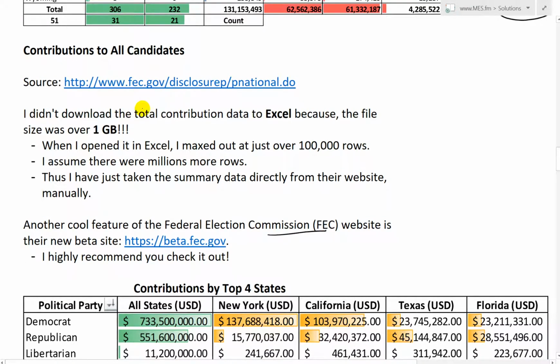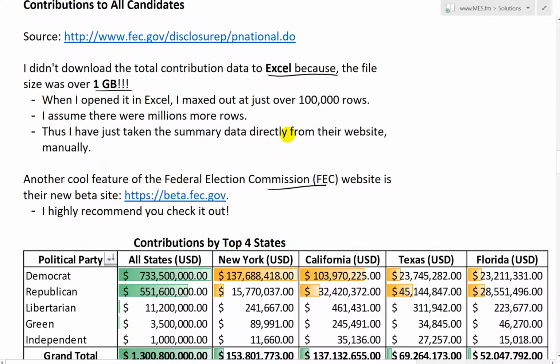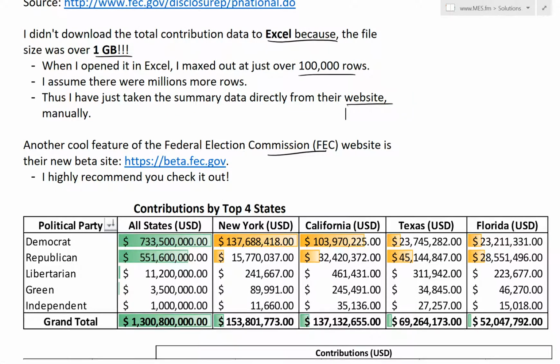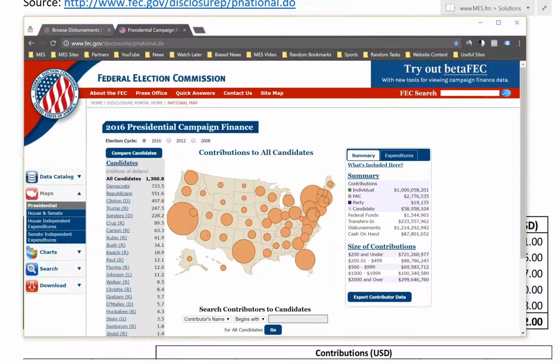I didn't download the total contribution data to Excel because the file was over 1 gigabyte, and I couldn't open the whole thing. When I opened Excel, I maxed out at over 100,000 rows. I assumed there were millions more rows, and I would need some sort of better spreadsheet to do all this. Thus, I've taken the summary data directly from their website. Here I'll just go to the website. So this is that website, that link.